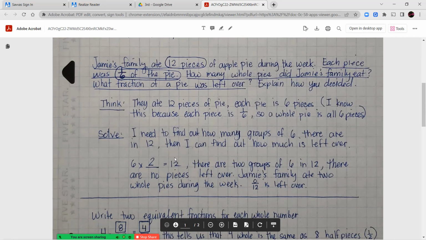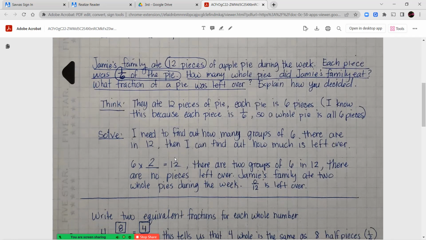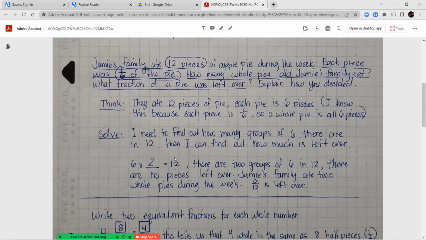Next, let's take a look at an example. It says Jamie's family ate 12 pieces of apple pie during the week. Each piece was 1/6 of the pie. How many whole pies did Jamie's family eat? What fraction of a pie was left over? Explain how you decided. So first I need to stop and think.